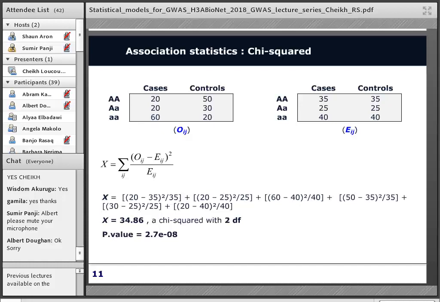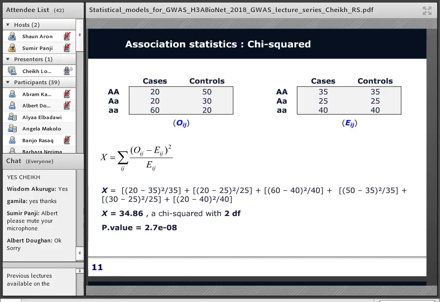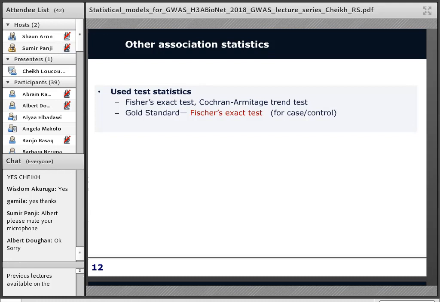If you have the observed count and the expected count, you can quickly compute the value of the test statistic like this. For each cell, you take the corresponding cell, make the difference, square it, and divide it by the count in the expected table. And then we obtain the test statistic of value 34.86. And it is distributed as a chi-square with 2 degrees of freedom. The corresponding p-value here is 2.7 times 10 to the minus 8. If we are testing just one SNP, the threshold is 0.05, and here it will be significant.